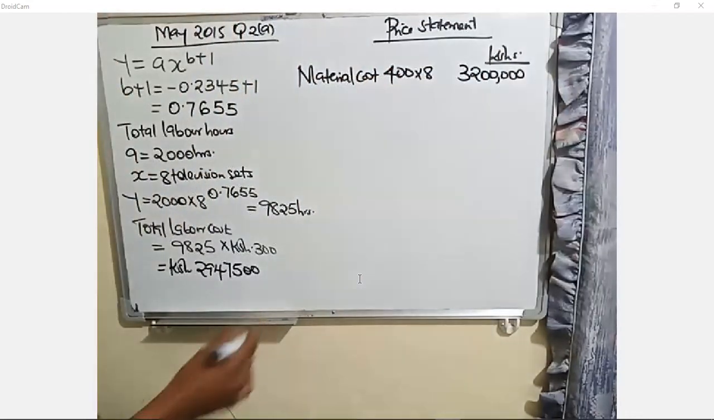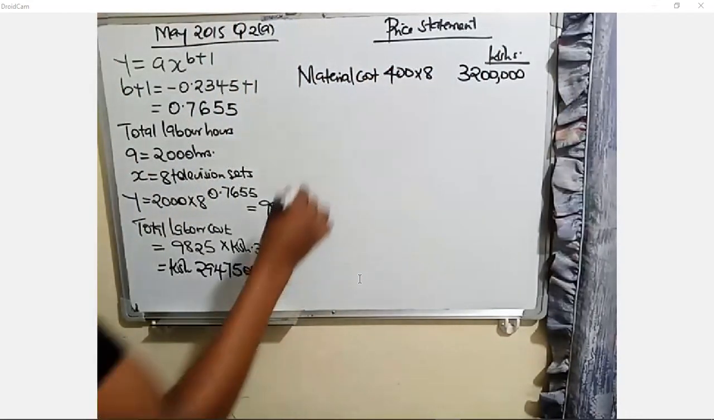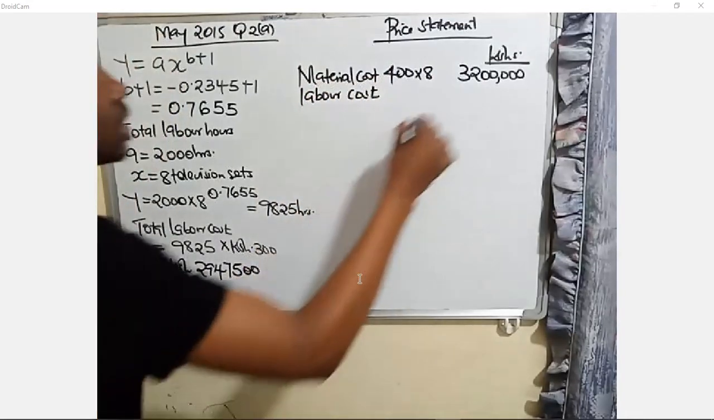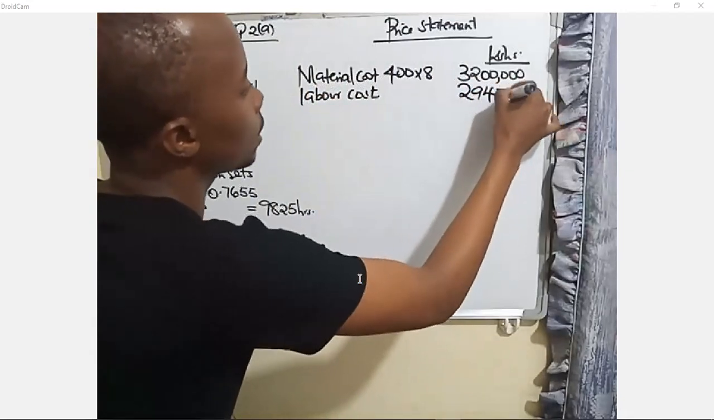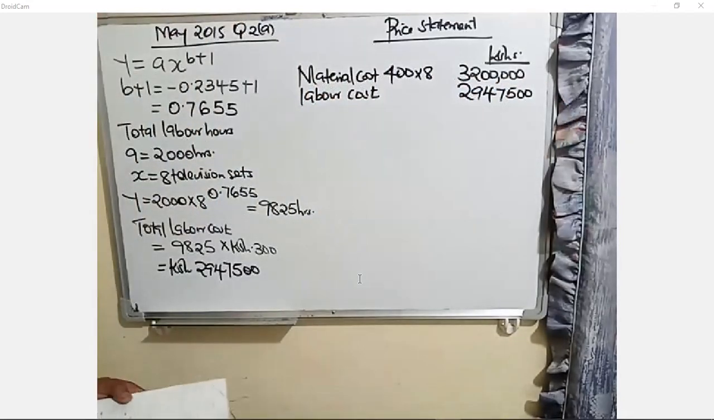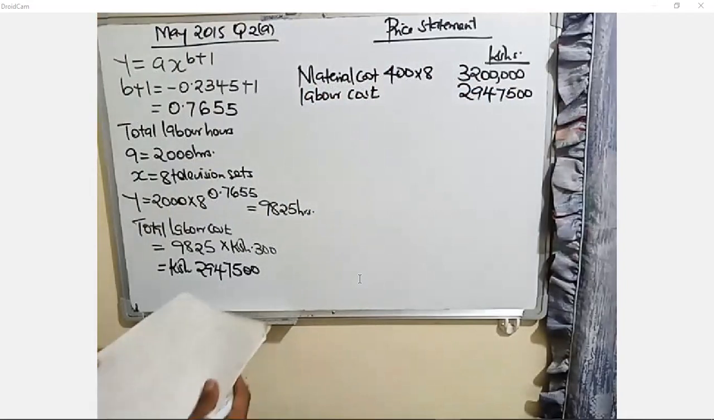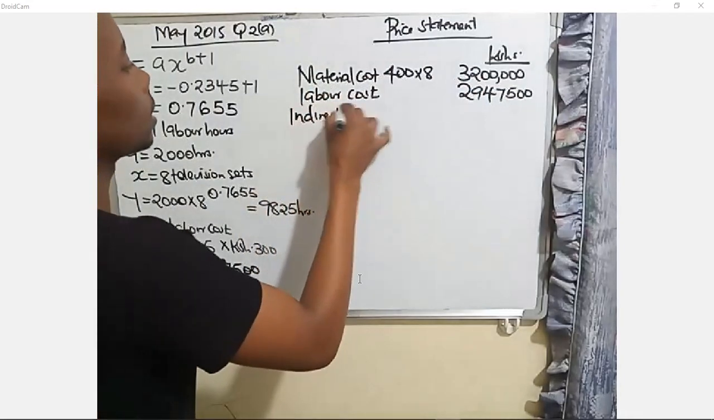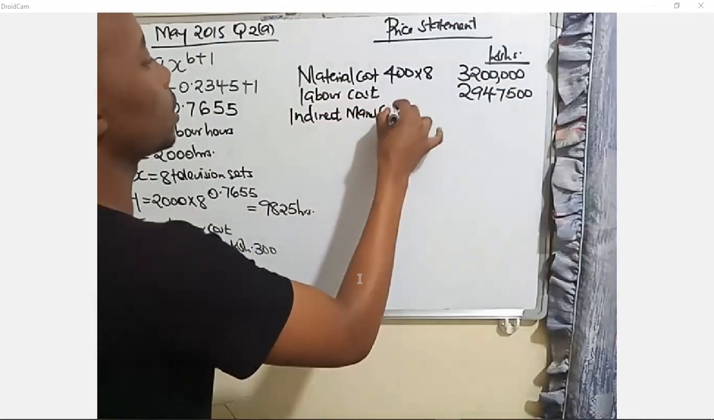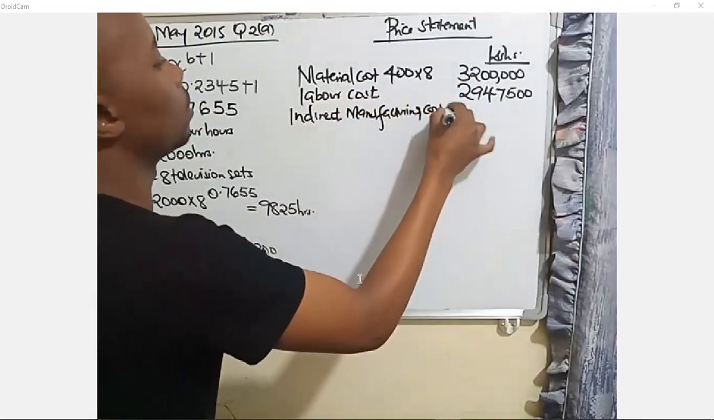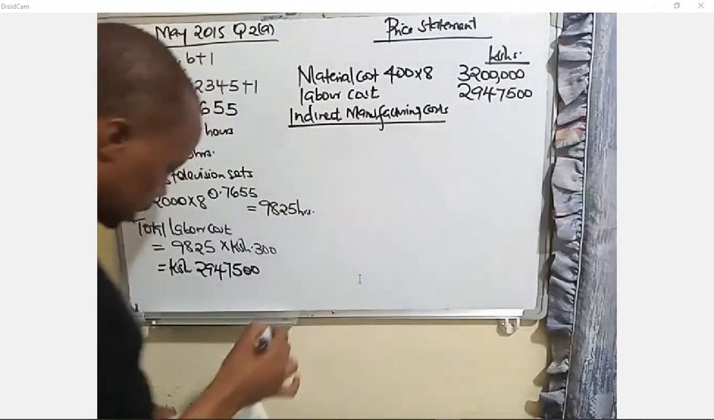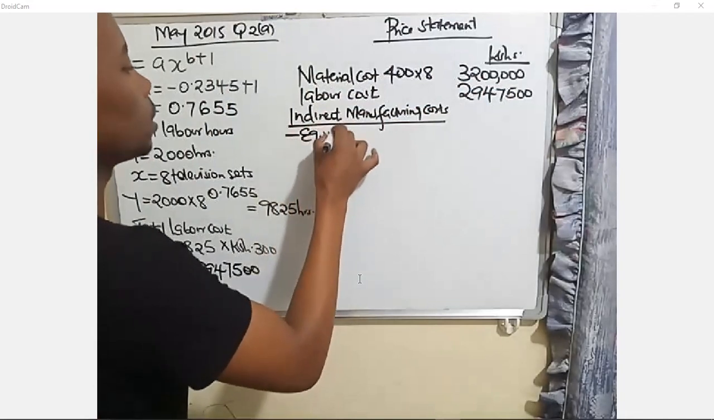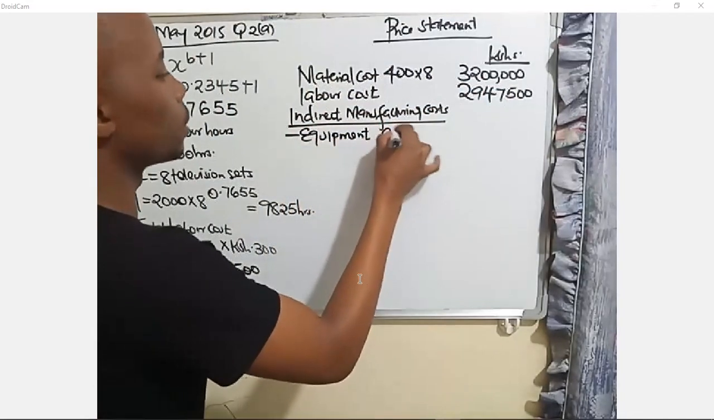From there, we are discussing the labor costs, already tumeipata. So our labor cost is 29,47,500. Then we have indirect manufacturing costs. So hapa tumeambiwa we have indirect manufacturing costs. Number one, we have equipment related costs. So I can talk about equipment costs.